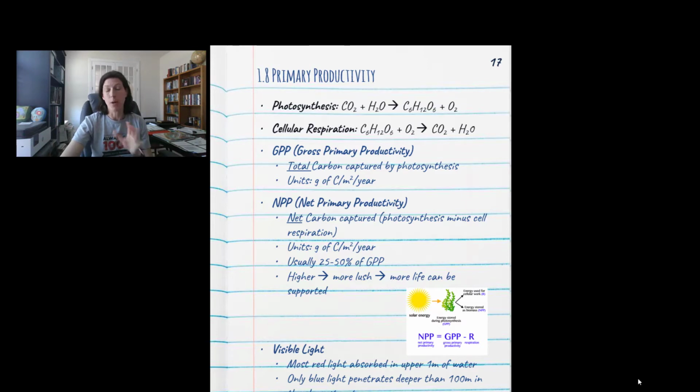So we're going to be talking about primary productivity, and let's start off with gross primary productivity. Gross primary productivity is the total amount of carbon captured by photosynthesis. We could be looking at a specific organism. We could be looking at an entire ecosystem. We could be looking at an entire biome. The total amount of carbon captured is going to show how productive that ecosystem is, how much photosynthesis is occurring.